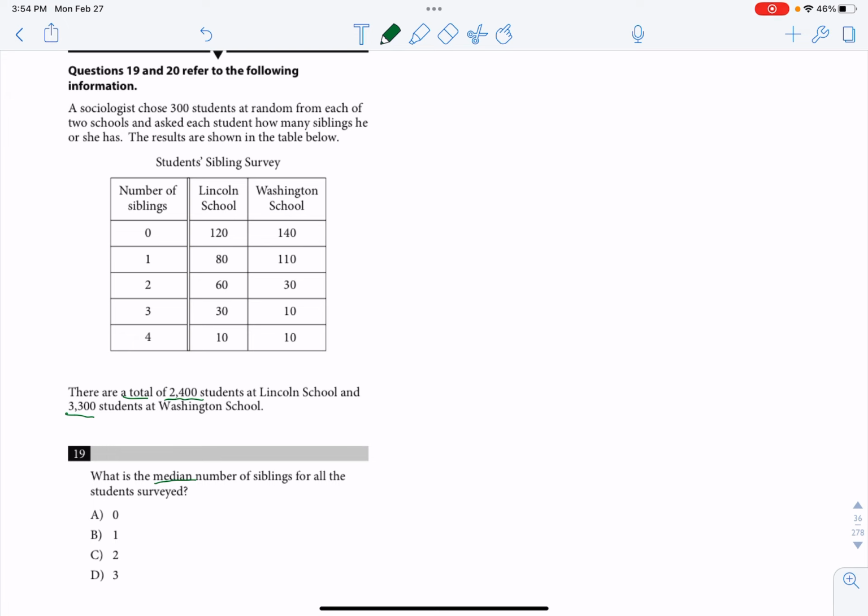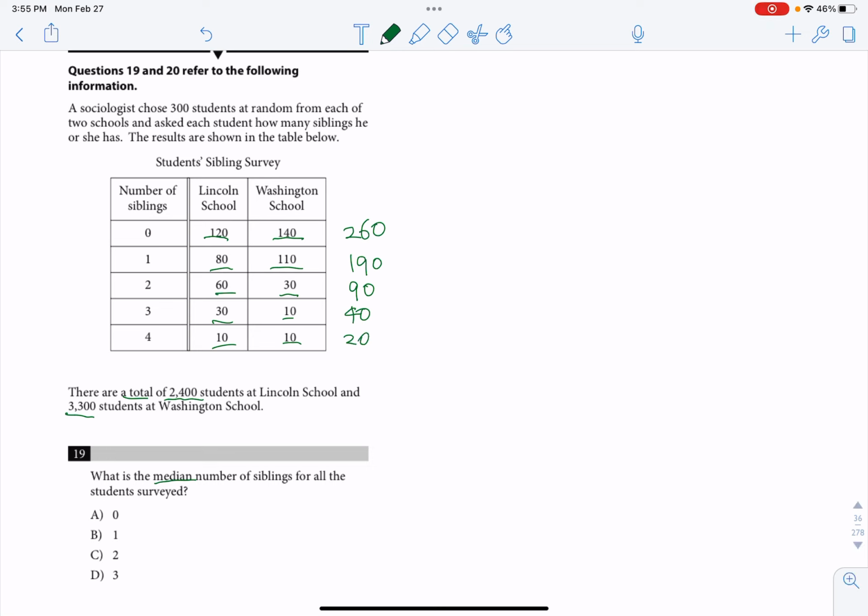When we find the median number of siblings, okay, 0. You have 120 zeros here, 140 zeros here. So for the two schools, the total number of students who have 0 siblings will be 260 of them. And then 80 and 110 for number of siblings 1, so there are 190 ones from both schools. And then 60 and 30, total 90 twos there. And then total 40 threes are there, and total 20 fours are there.